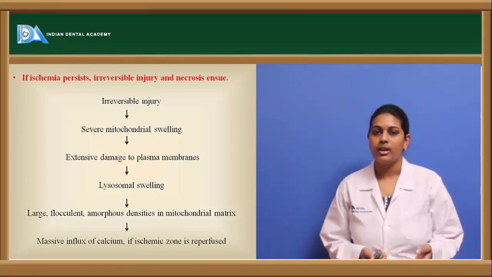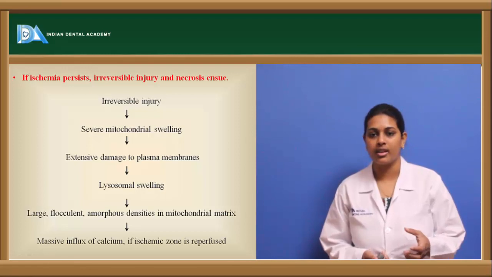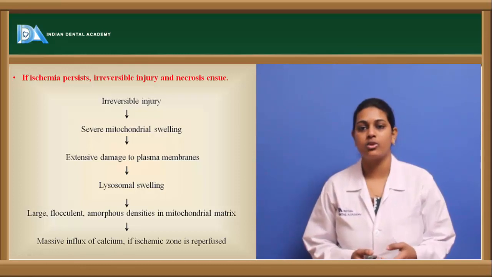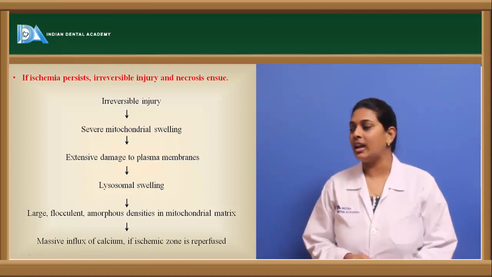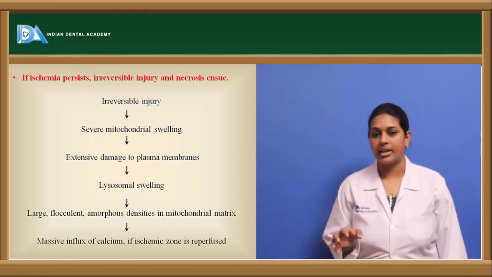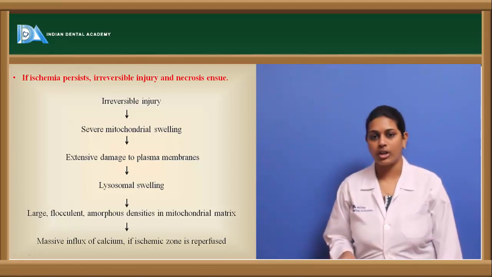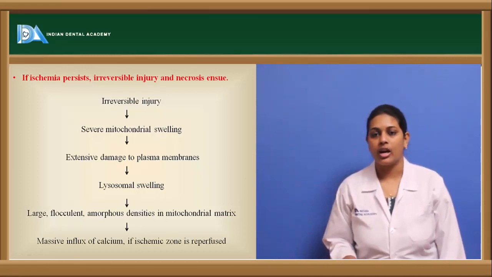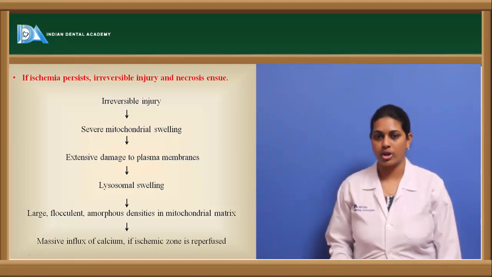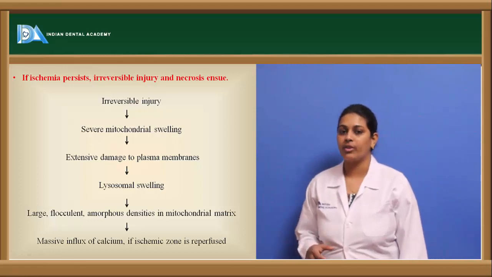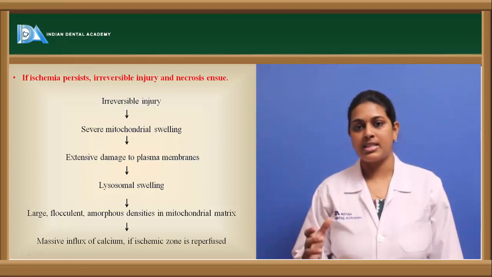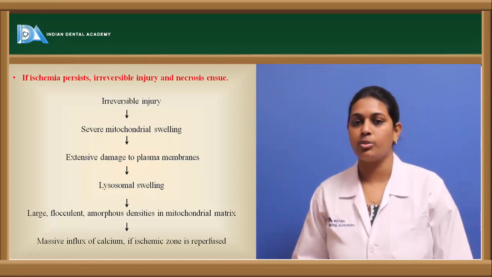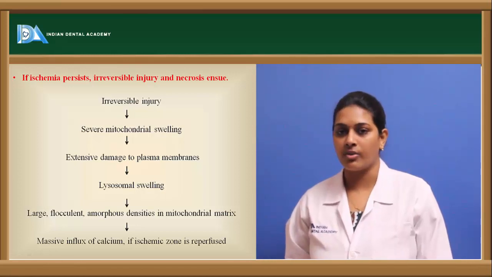Then there will be lysosomal swelling. Lysosomes are membrane-bound vesicles that contain enzymes. So intake of fluid within these lysosomes also results in swelling of the lysosomes. Then, within the mitochondrial matrix, we can see large flocculent as well as amorphous densities. That is, the ruptured molecules of the mitochondrial contents or the lysosomal contents can be seen within the mitochondrial matrix. And then ultimately there will be massive influx of calcium if the ischemic zone is reperfused. That is, if oxygen is restored, then there will be massive influx of calcium.